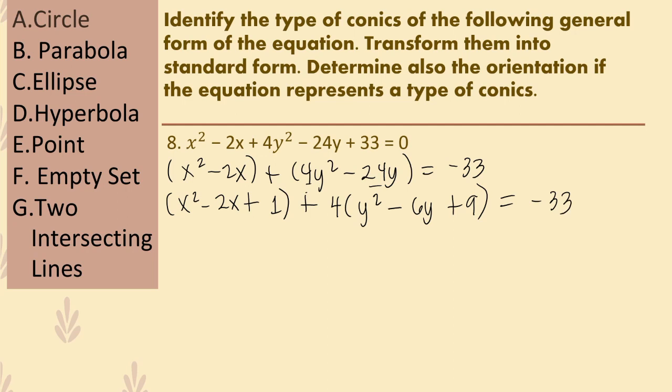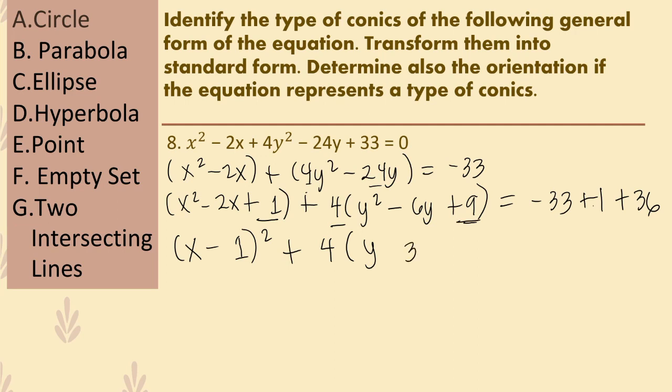So, we add what we added here, plus 1. So, 4 times 9 is positive 36. Then, let's transform it into a perfect square binomial. Square root of x squared is equal to x. Square root of 1 is 1. And then, the negative sign. Plus 4 times square root of y squared is y. Square root of 9 is 3. And then, follow the sign.